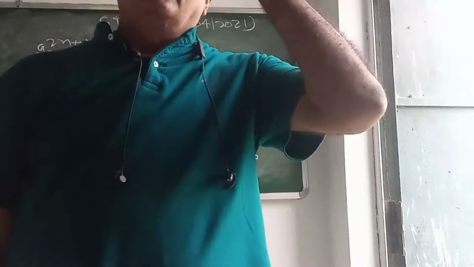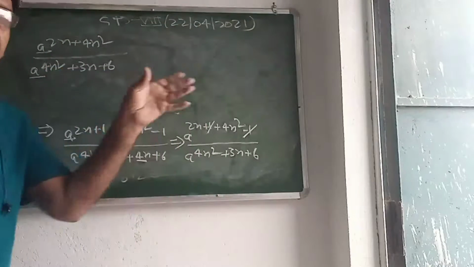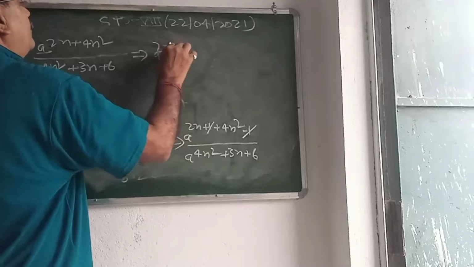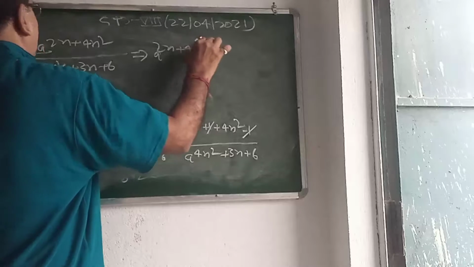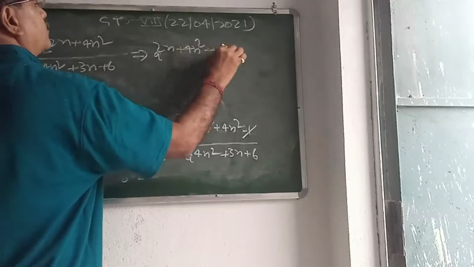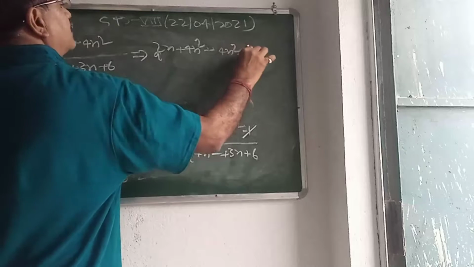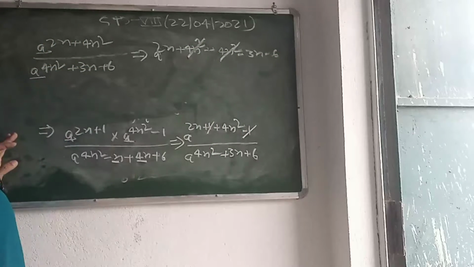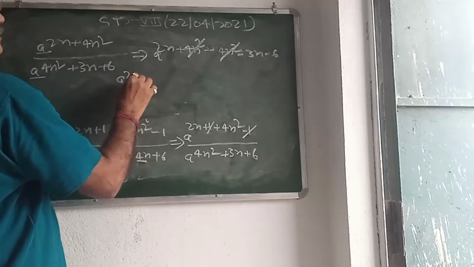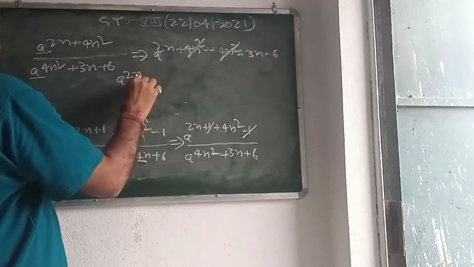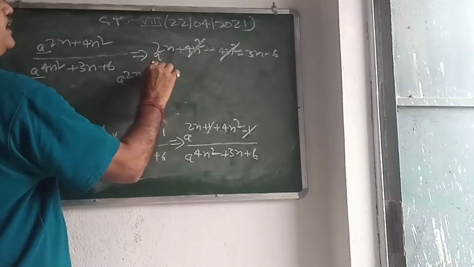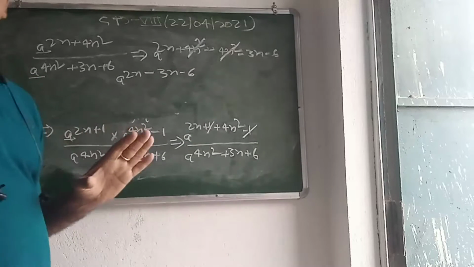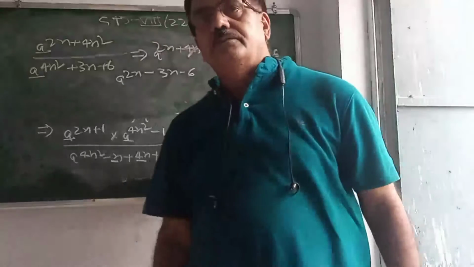What do you have to do? The power will be subtracted. So a to the power 2n plus 4n square minus 4n square minus 3n minus 6. This 4n square will be cancelled. So a to the power 2n minus 3n, minus 6 is left, which gives a to the power minus n minus 6. This is our answer. Do you follow this one?